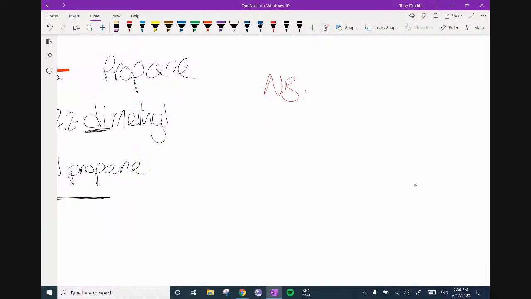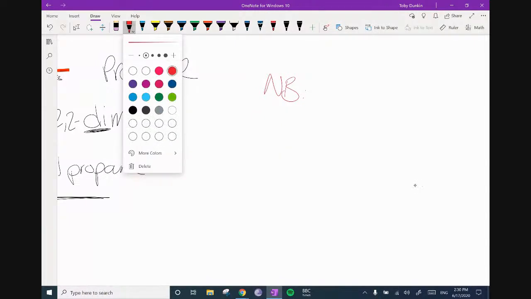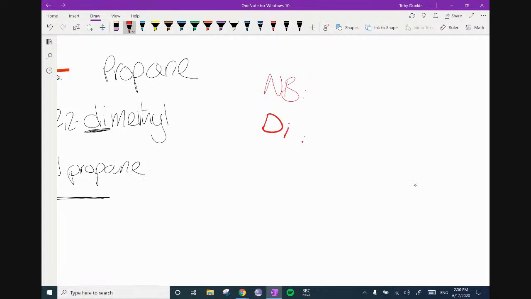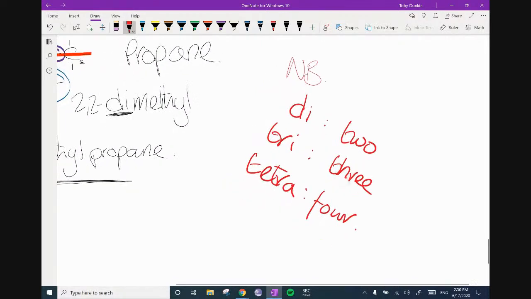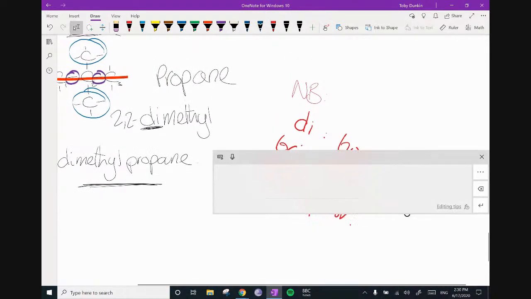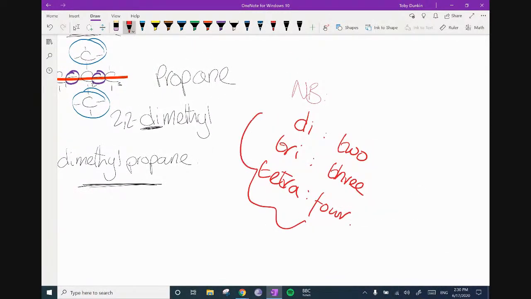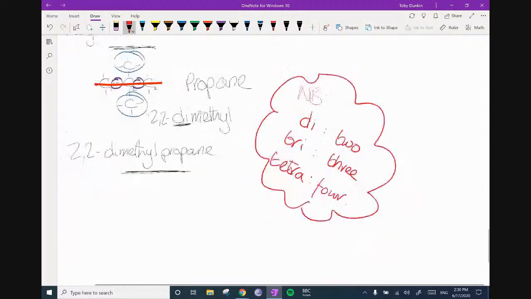Di means 2. I'm going to make my writing bigger here, folks. Notice, by the way, no capitals. Di means 2. Tri means 3. Tetra means 4. Then you have penta, hexa, hepta, octa, nona, deca, but you only need to ever go up to 4. To be fair, you don't even have to do this at GCSE anyway. I'm just doing it because it's fun.